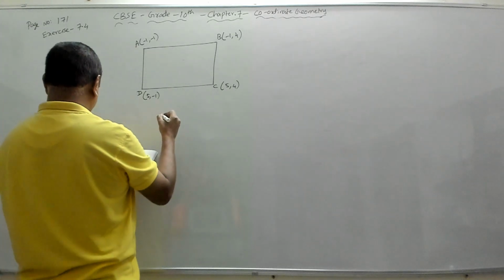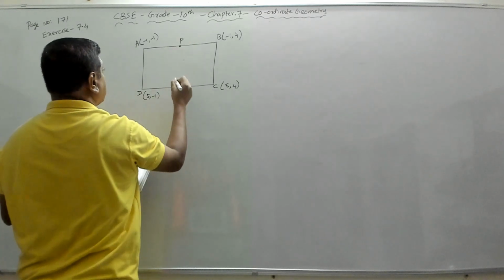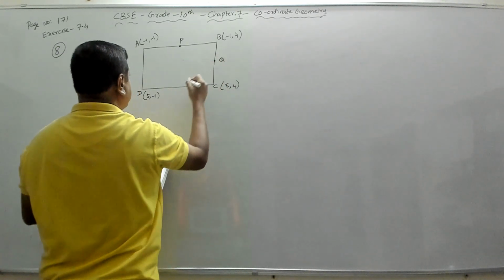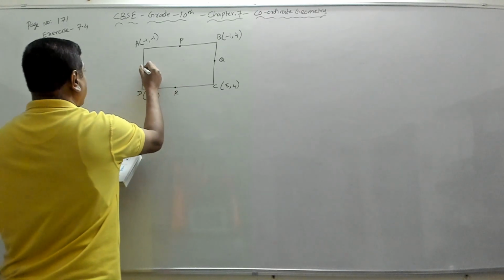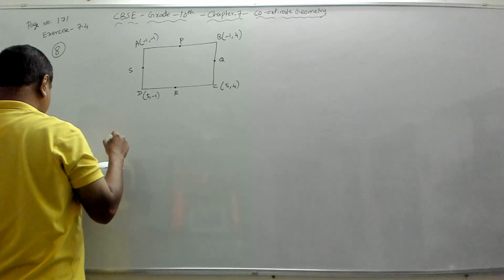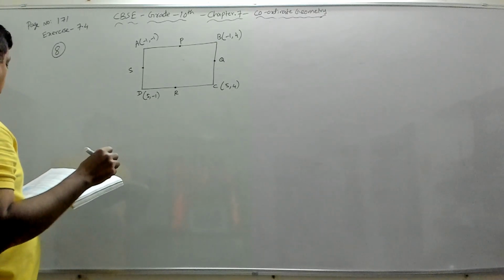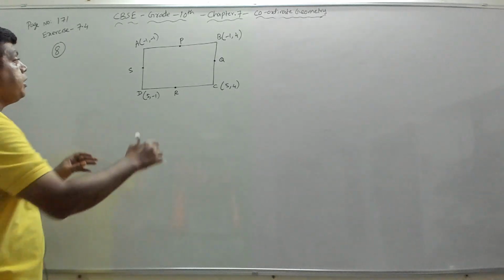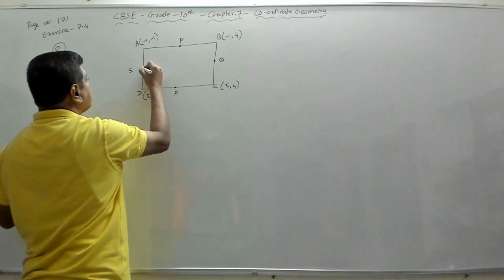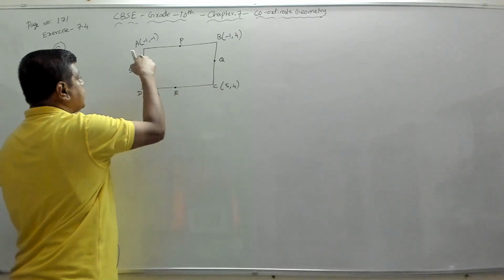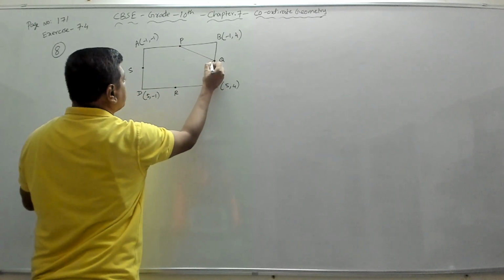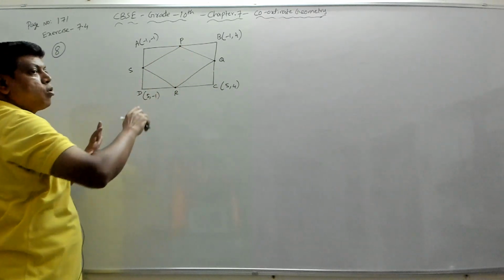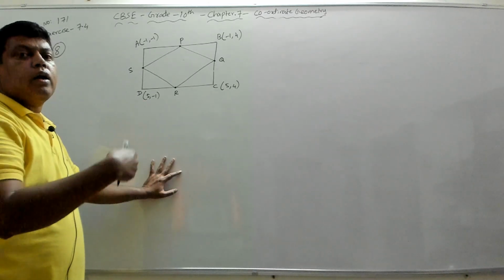So P is the midpoint of AB, Q is the midpoint of BC, R is the midpoint of CD, and S is the midpoint of DA. Is this quadrilateral PQRS a square, a rectangle, or a rhombus? Justify your answer. If you join all of them, PQRS, the question is: is this PQRS a rhombus or a square or a rectangle?